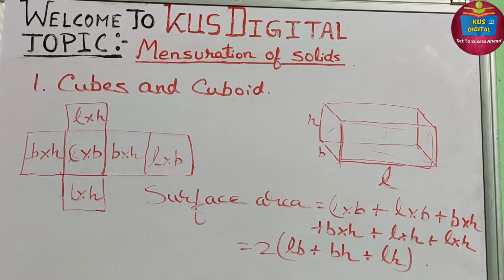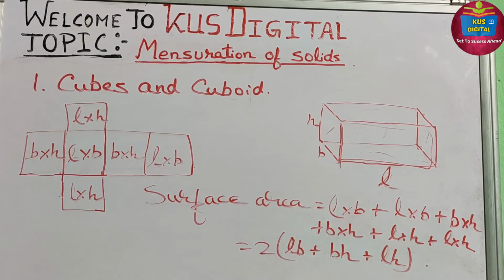Okay, so we have found the surface area of a cuboid. Now we will be finding the volume of a cuboid.